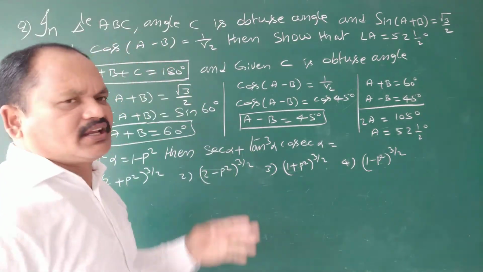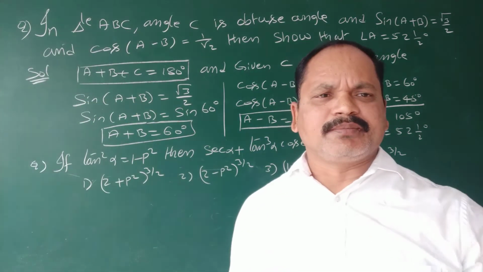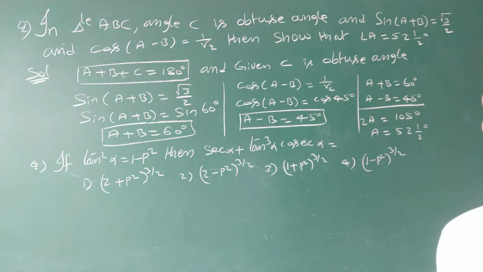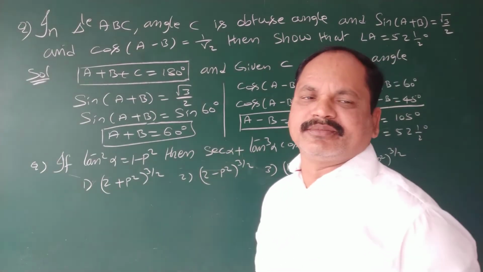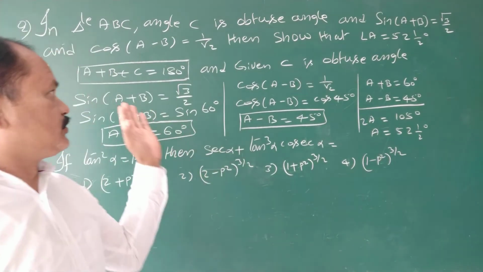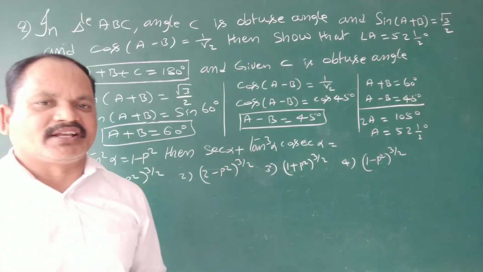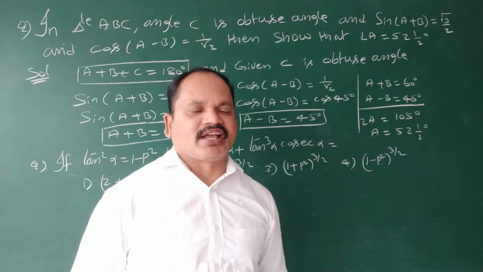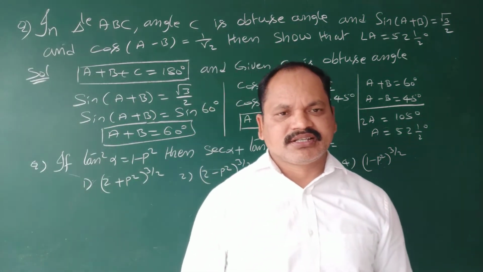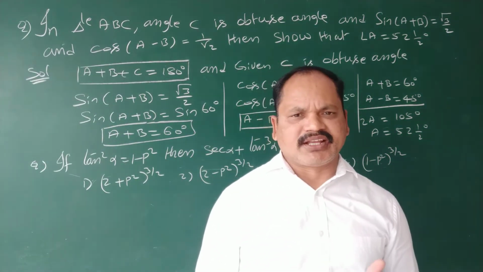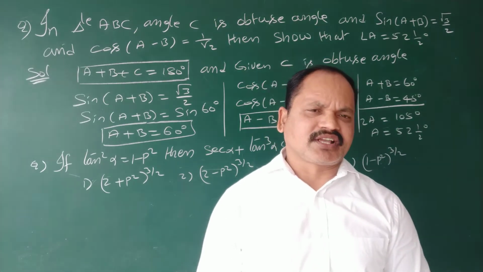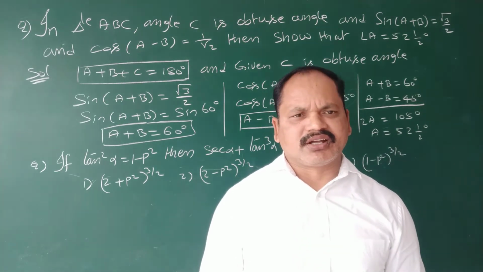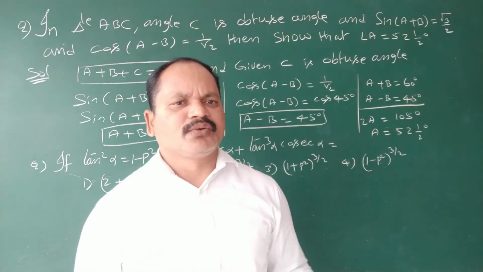Actually, in triangle ABC means what? A plus B plus C is equal to 180 degrees. In triangle ABC means A plus B plus C is equal to 180. That means sum of angles 180 degrees. And given C is obtuse angle. Obtuse angle means what? That is above 90. The angle which is above 90 is called obtuse angle. Below 90 is called acute angle. Okay. Now from this one.